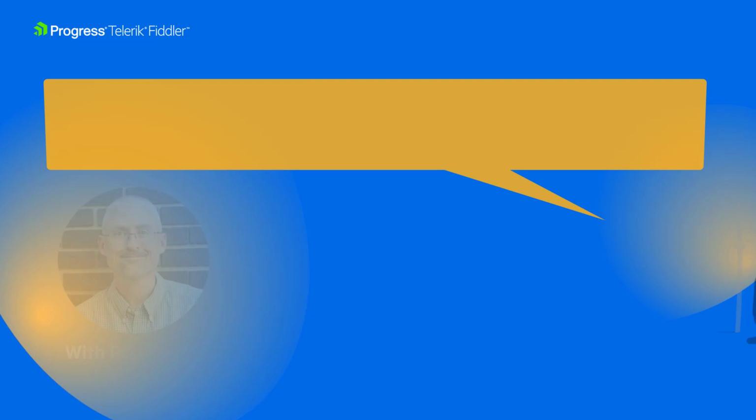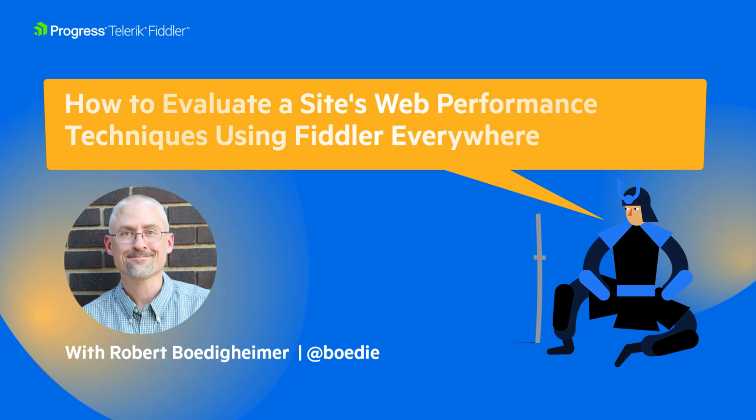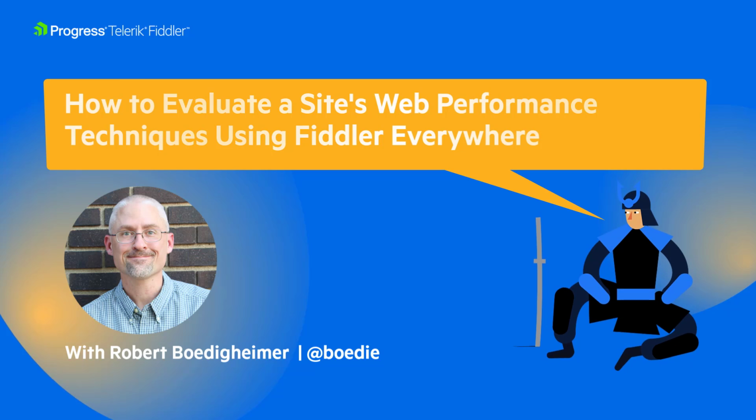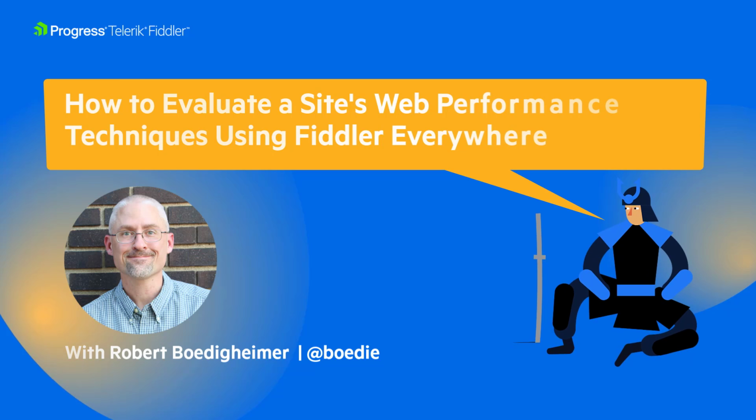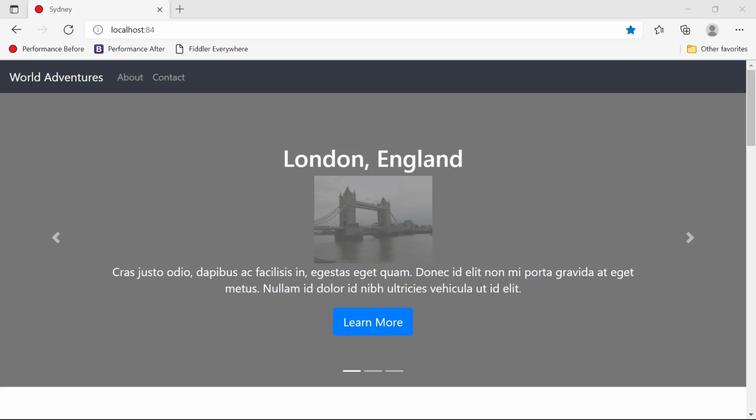In this video, we're going to see how you can use Fiddler Everywhere to evaluate the web performance techniques for a site. I'm often asked to look at a website and give an opinion on what might improve its performance. The first thing I like to do is open Fiddler and take a look at various pieces of it where I can see whether or not they're using specific techniques.